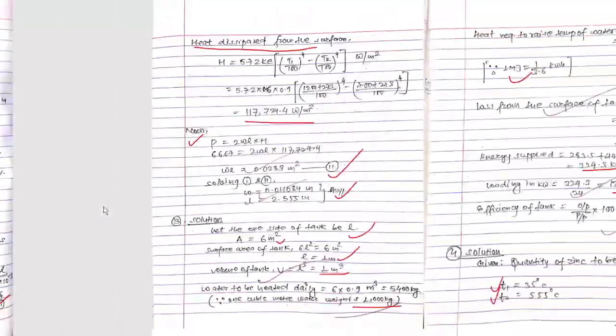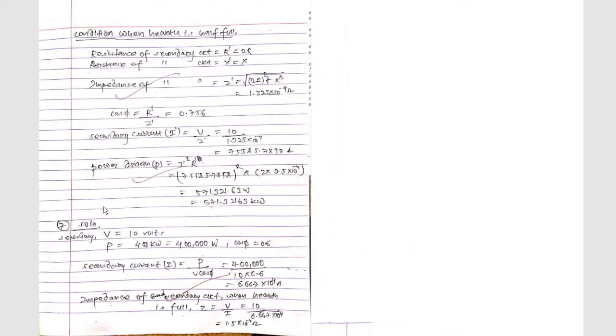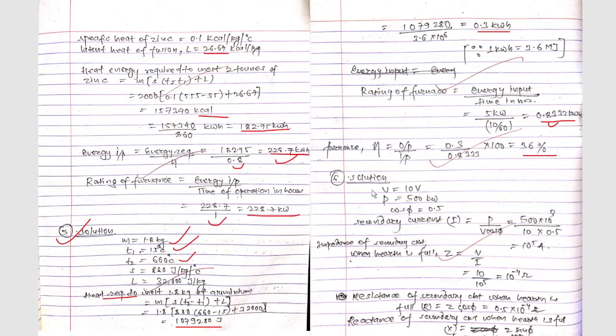So let's see the solution here. In my question number 6, the value of V is given as 10 volt. Similarly, power is given as 500 kilowatt and power factor is 0.5. Now the secondary current will be P upon V cos phi. So just put the value of P, V and cos phi, we will get here 10 to the power 5 ampere.